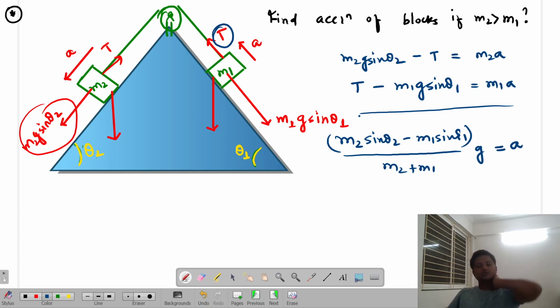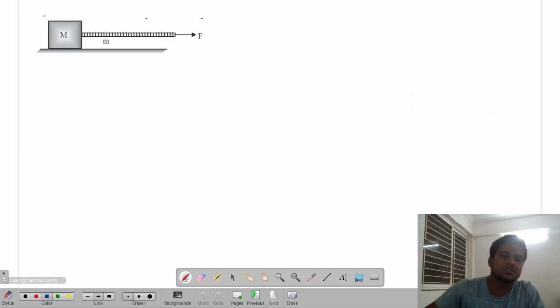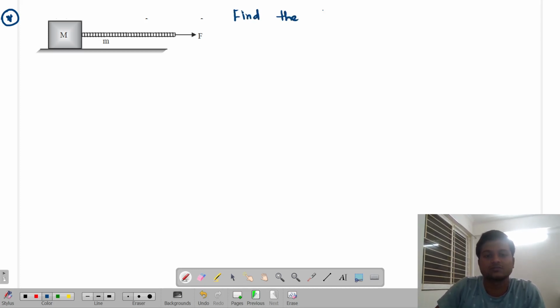Okay then. Now let us do one little bit intriguing case. And till now we didn't consider that the thread used to have mass. But this time we are considering, let us suppose the thread has mass m and the mass of the block is m, and then I pull this whole system by a force F. Then the question is, find the tension in the middle of thread.